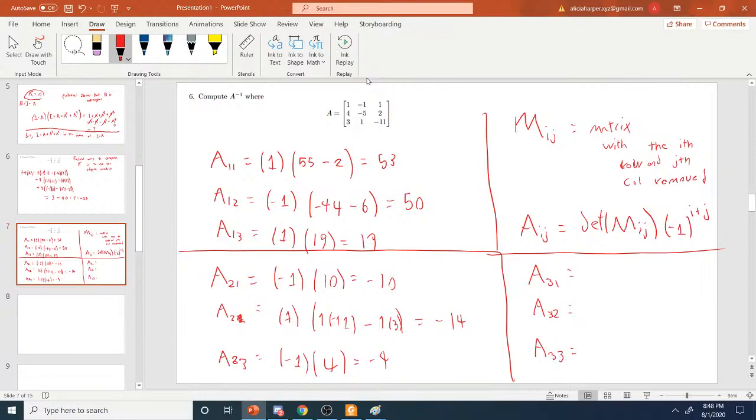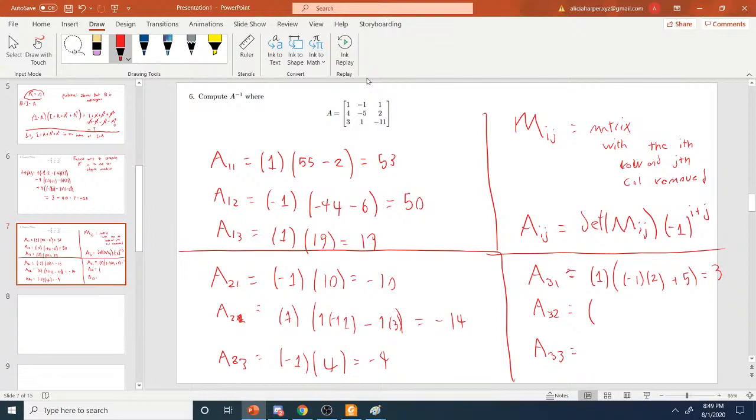So let me go through these really quickly. A31, I omit the third row and the first column. So I'm going to get +1 on the outside, and then -1 times 2, minus, well, actually just +5. So this ends up being equal to 3.